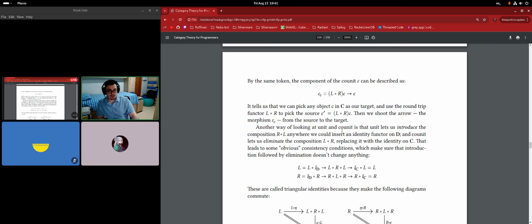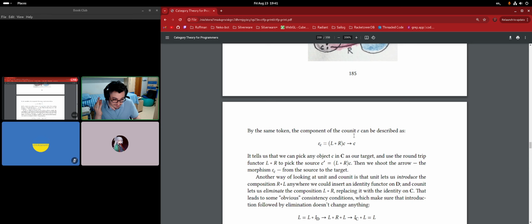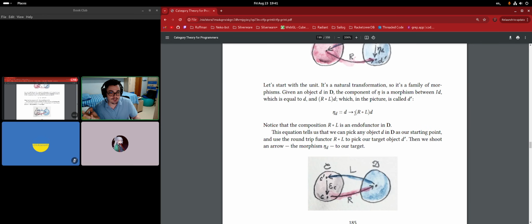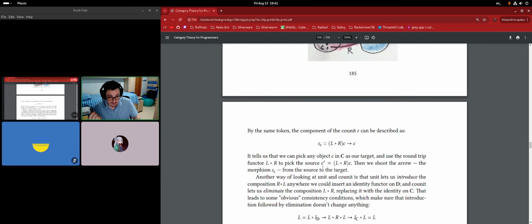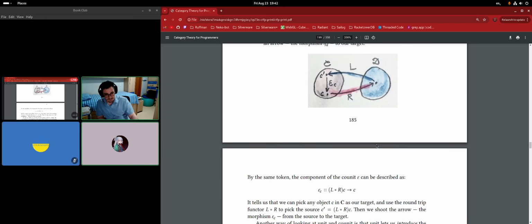Another way of looking at the unit and co-unit is that the unit lets us introduce the composition, and the reason for that verb is because the composition goes at the target of this. And the co-unit eliminates the composition, because if you just look at this, what are you doing? You are removing stuff. There is C here, and there's C here, and there's this here, and there isn't that here. I don't know how helpful that is. Oh, the diagrams speak for themselves actually.